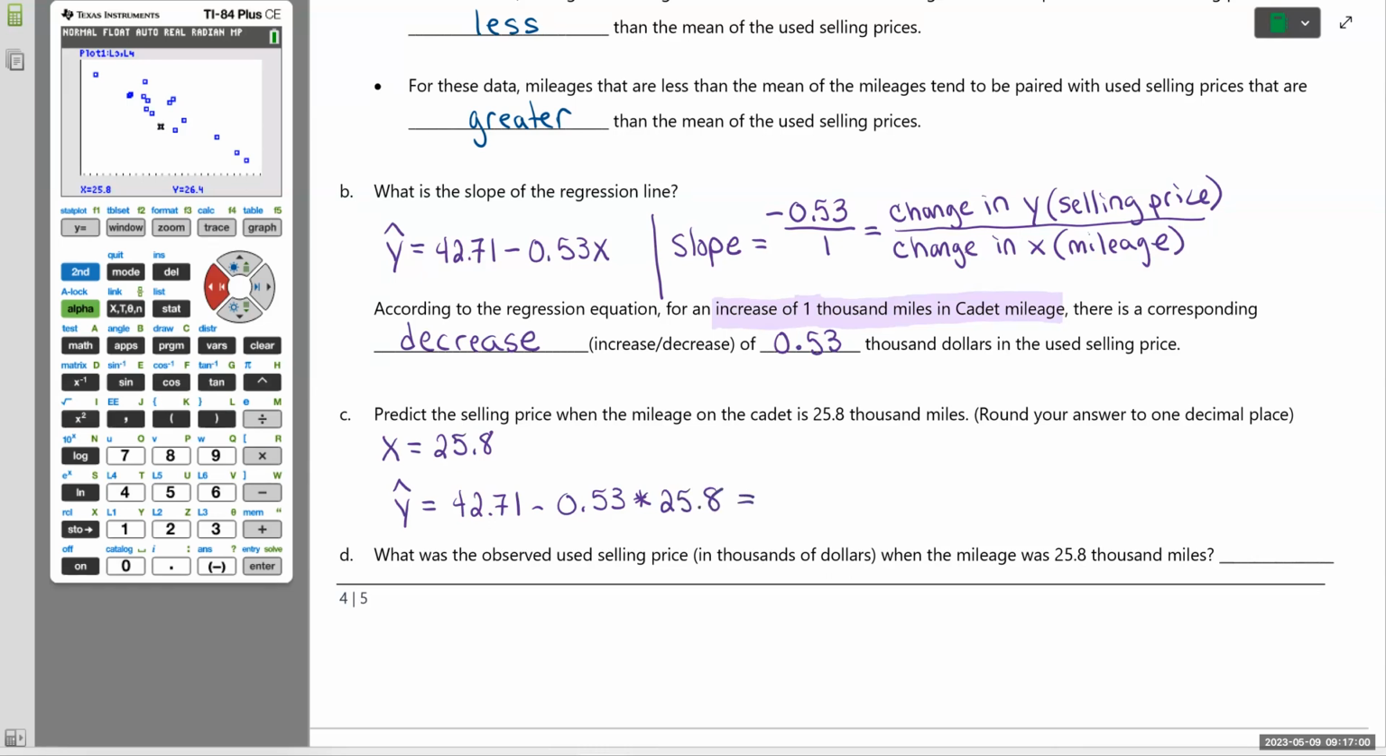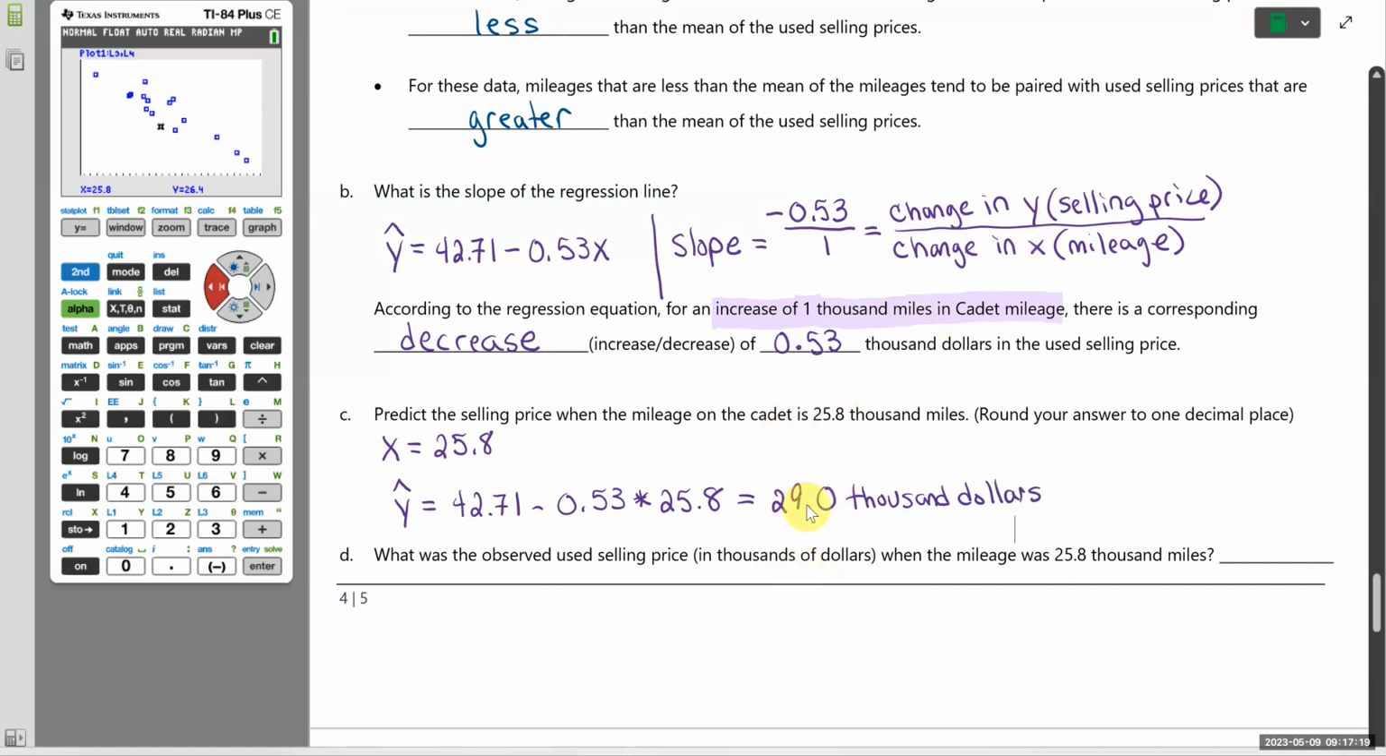All right, and you can enter it exactly like it's written there into your calculator, and that will come out to be 29.0 for rounding to one decimal place, and those units are $1,000. So this represents on average, if you look at all cars that have 25.8 thousand miles on them, on average, people are getting $29,000 on the sales price. So that's what we predict on average for all of them.